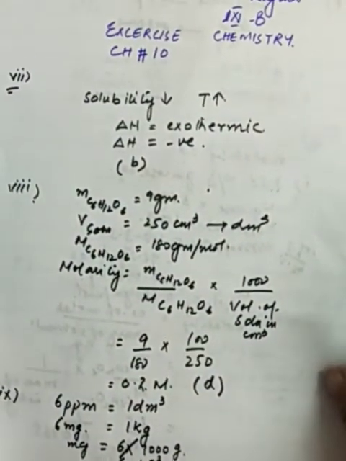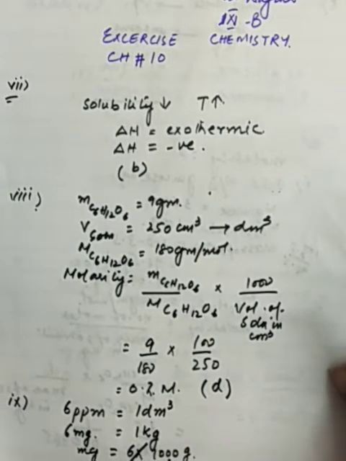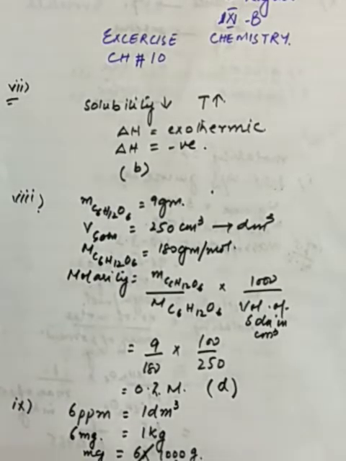Boys, now we come to part number 7. The solubility of a substance decreases with the increase in temperature if the heat of solution is: option A is positive, B is negative, C is 0, and D cannot be predicted.